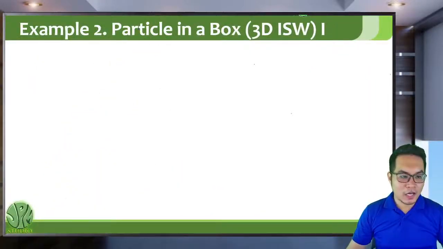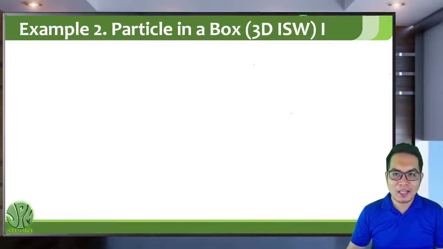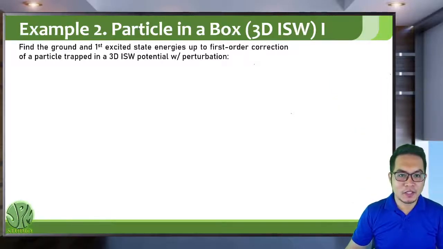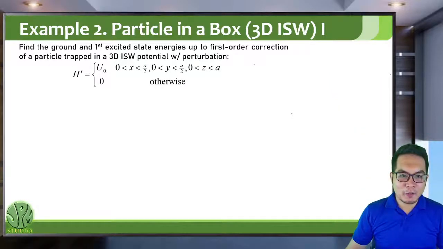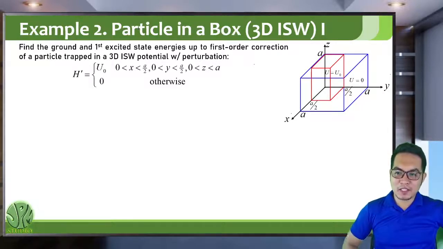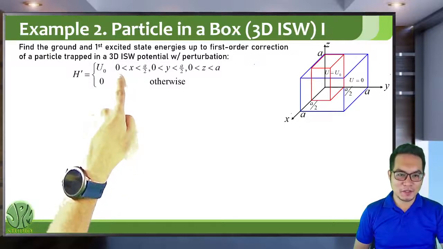Okay. Example number 2, particle in a box. So you have now a 3-dimensional infinite square well potential, and this is the perturbation. So it's now an infinite cubical well. The widths of the well are 0 to a for x, 0 to a for y, and 0 to a for z. But there's now a perturbation.